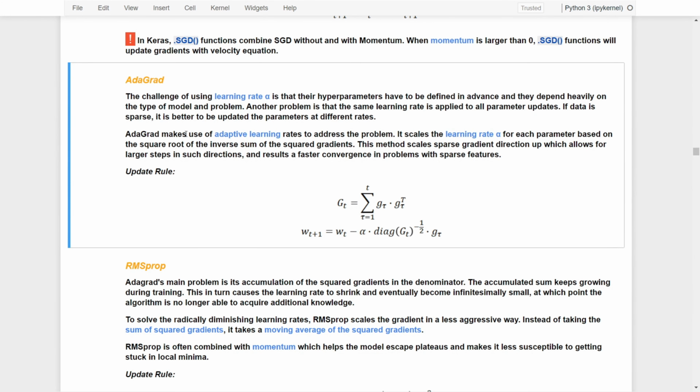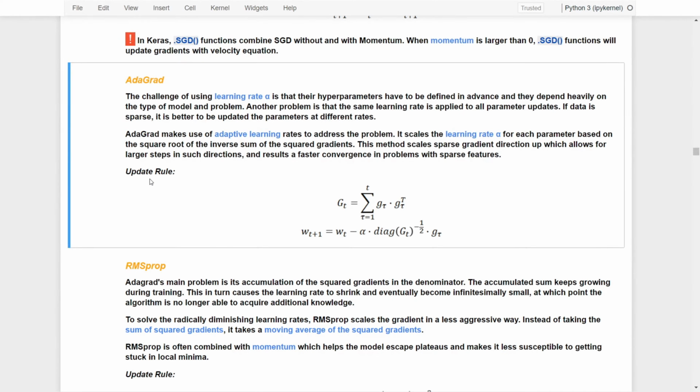AdaGrad makes use of an adaptive learning rate to address these issues. It scales the learning rate alpha for each parameter based on the square root of the inverse sum of the squared gradients. That is based on these two equations here. So in short, this method will scale the sparse gradient's direction up, which allows for larger steps in such directions. That means when it sees a sparse gradient, it will step up in that direction and result in faster convergence on problems with sparse features.